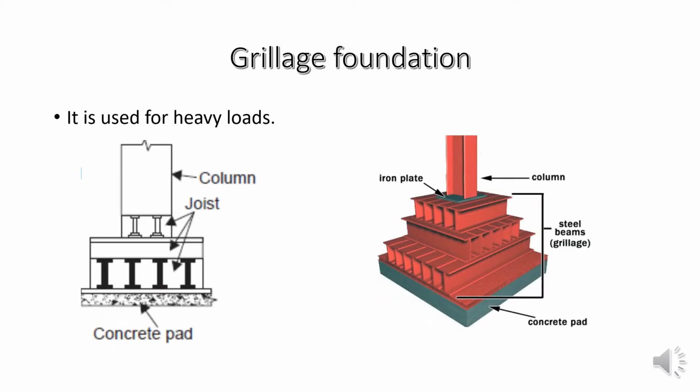We can see in the figure the column is there, below that base plate is there. Below the base plate or iron plate we can see steel beams or grillage are arranged to distribute the load to the larger area. Below the steel beams we can see another base plate or bottom plate. The bottom plate is sitting on the concrete pad, so the concrete pad will distribute the load to the soil.